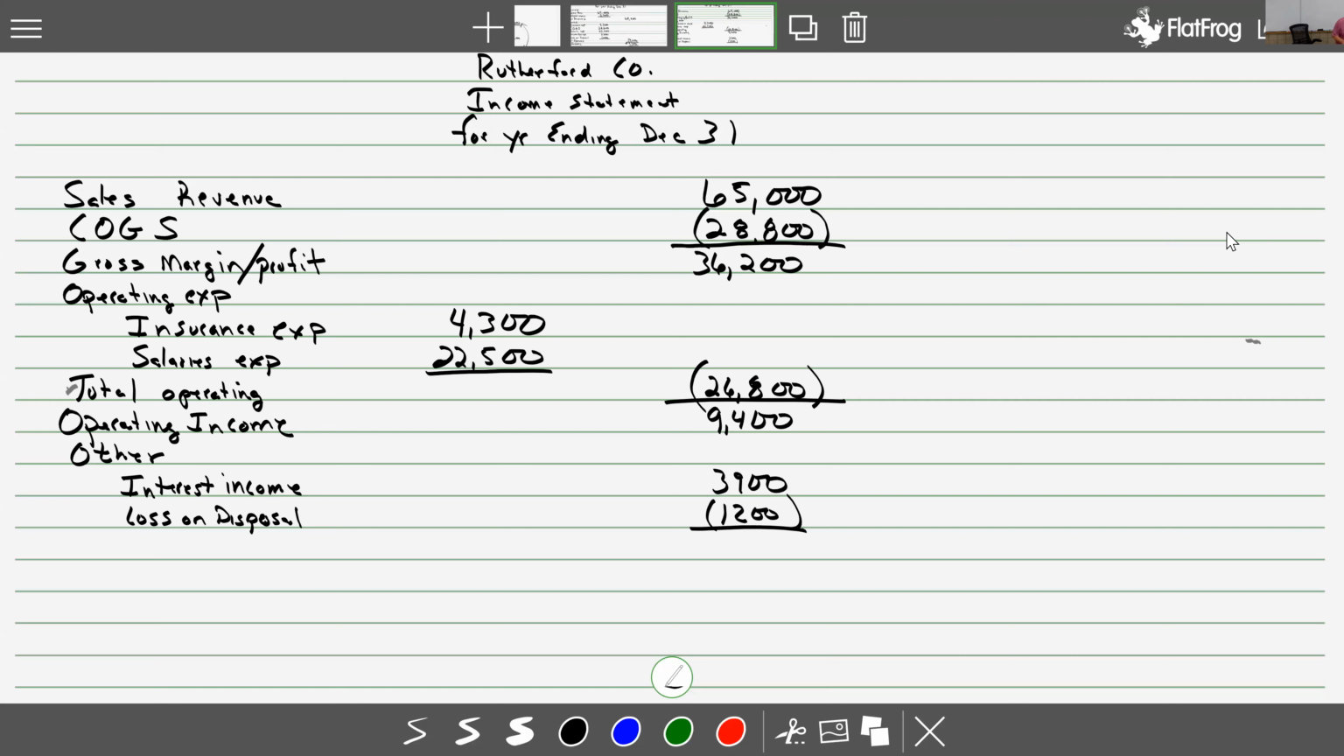Now we can take our 9,400 plus the 3,900 minus the 1,200 gives us 12,100. This is known as income before taxes. Then we take our income tax expense out, because this is the number that we're looking at, 12,100, and multiplying that by the tax rate, actually, to figure out our income tax expense. We'll get to that part.